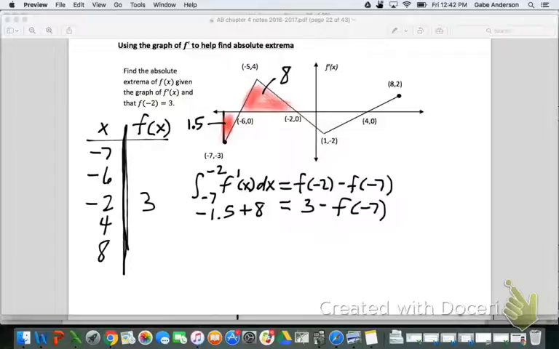And you're good. We'll reuse that again here in just a second, versus trying to figure out what the equation of those lines would be. That's a mess, let me just tell you. Okay, so let's figure out what f of negative 7 is. Negative 1.5 plus 8 is 6.5, and that's equal to 3 minus f of negative 7. So I'm coming up with, what, negative 3.5? Negative 3.5 is equal to f of negative 7. So that goes right there.